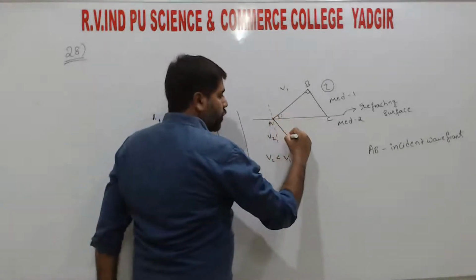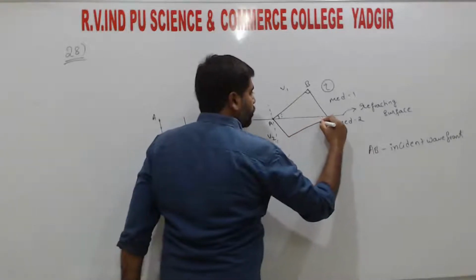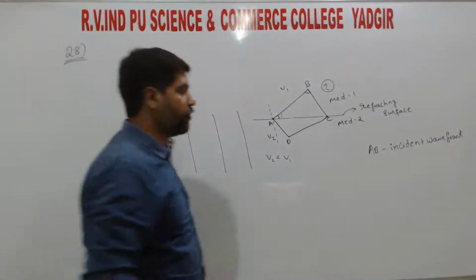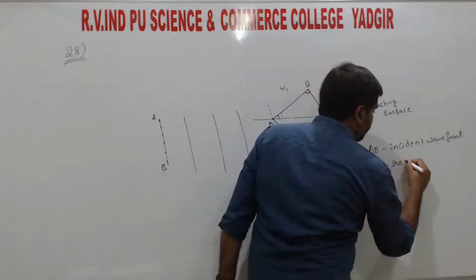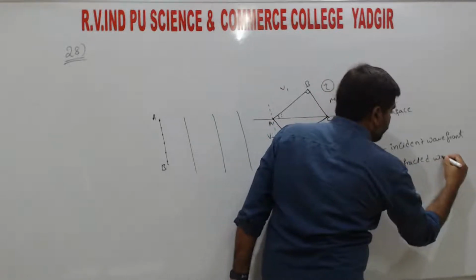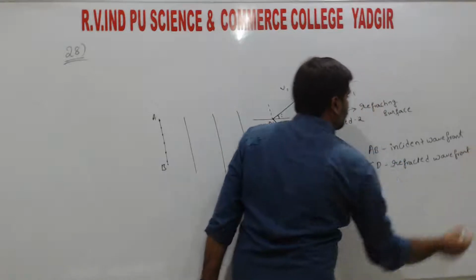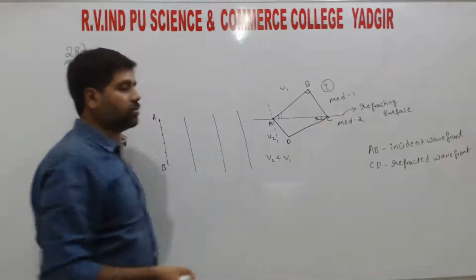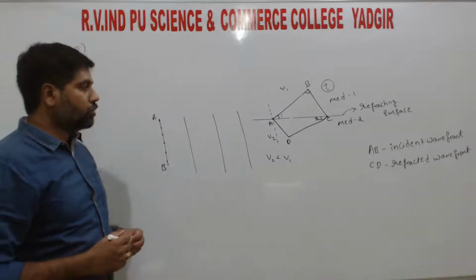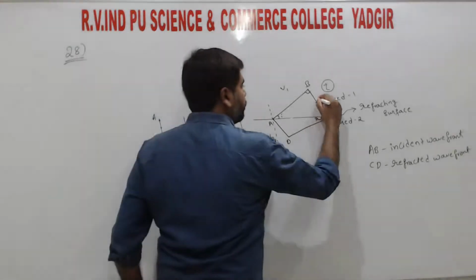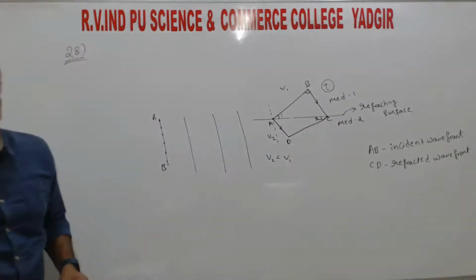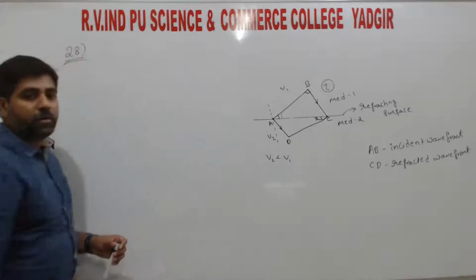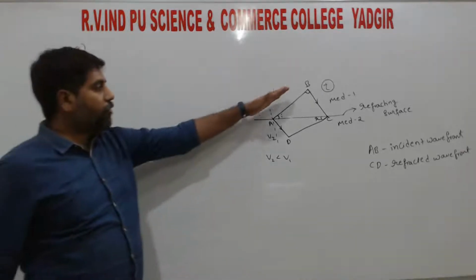So again if you draw the perpendicular, CD is the refracted wavefront, right? So angle C is the angle of refraction, right? Now, consider the plane wavefront.